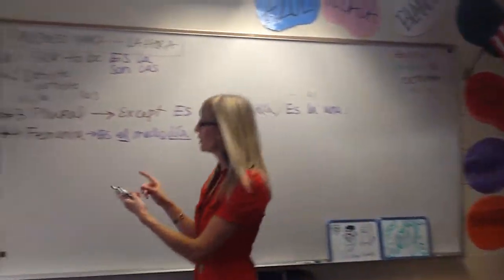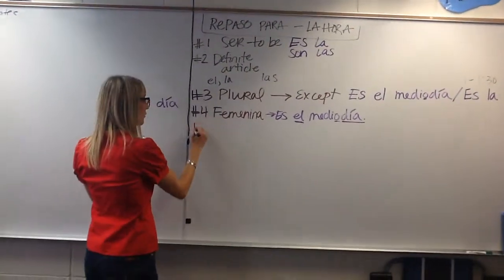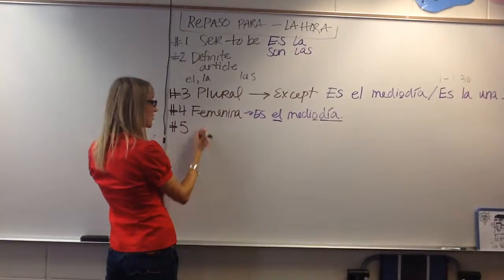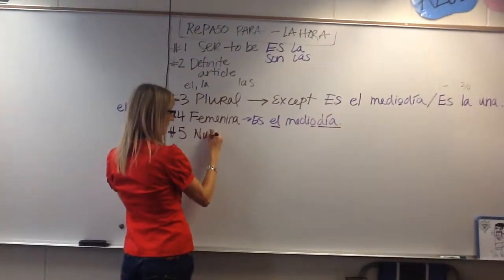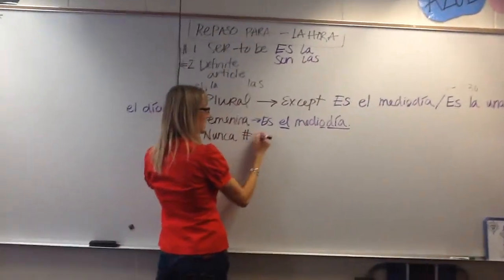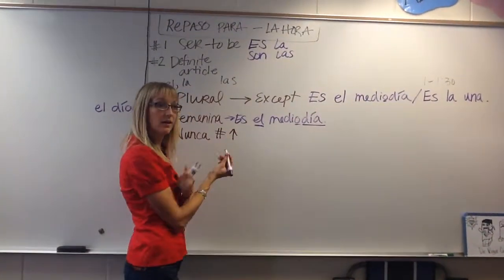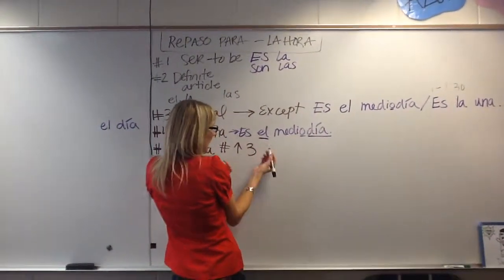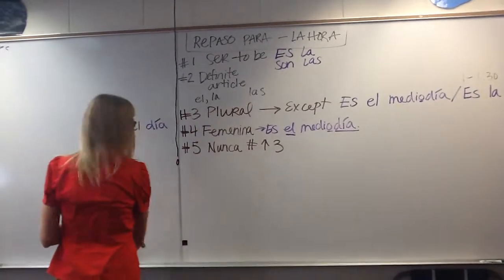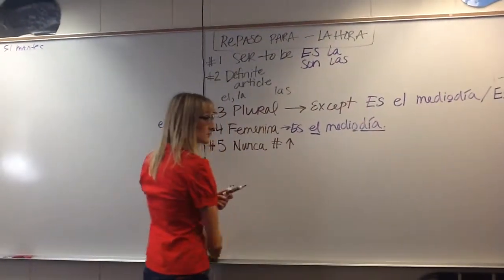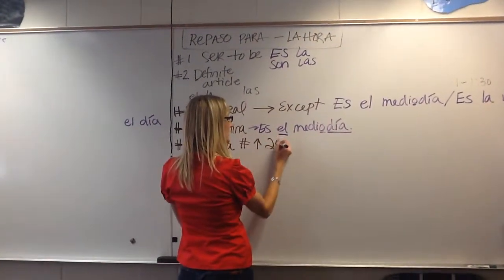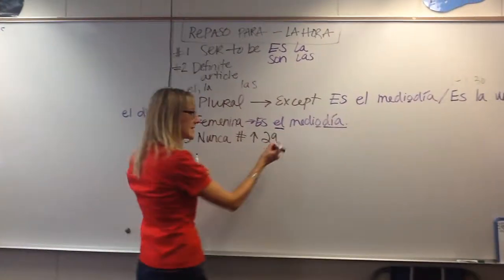Okay, so another rule of time is that you can nunca say a number that is higher than 29. 30. Oh, 30. Okay, and actually you're not even going to say 30. You're going to say media. 29. Okay, you're never going to say a number that's higher than 29. Instead, what do you have to do?